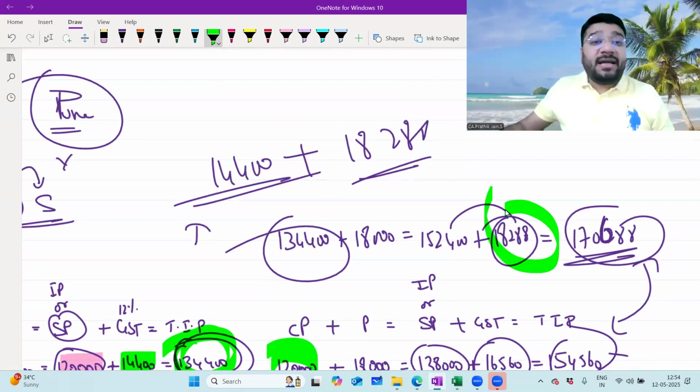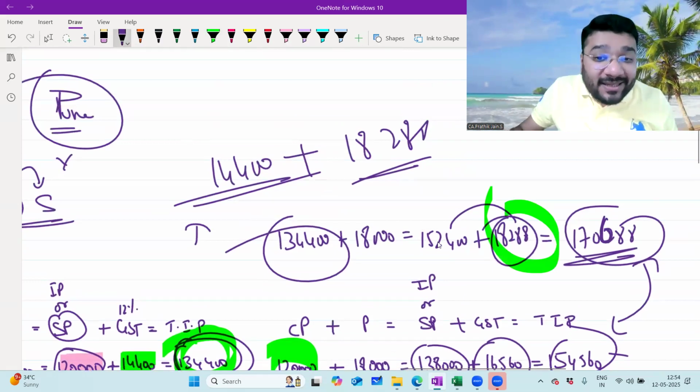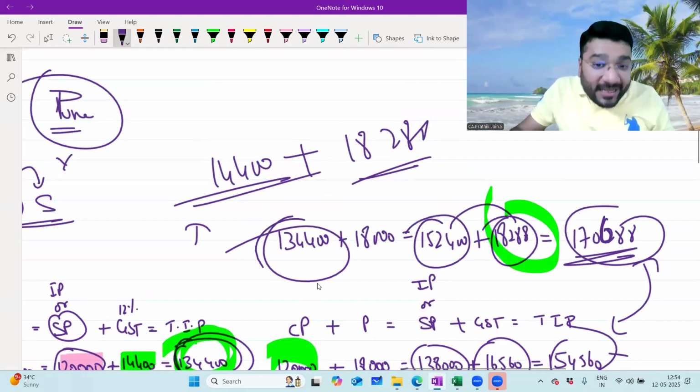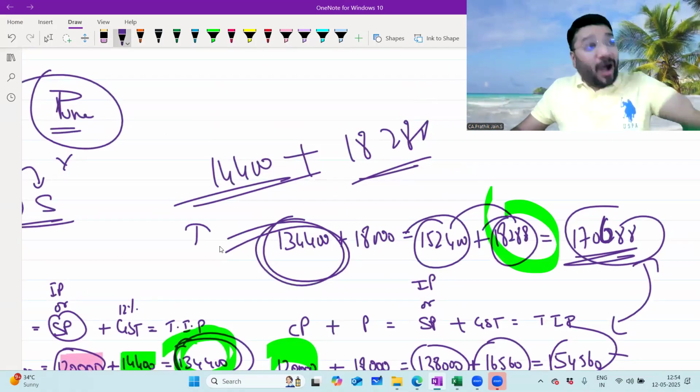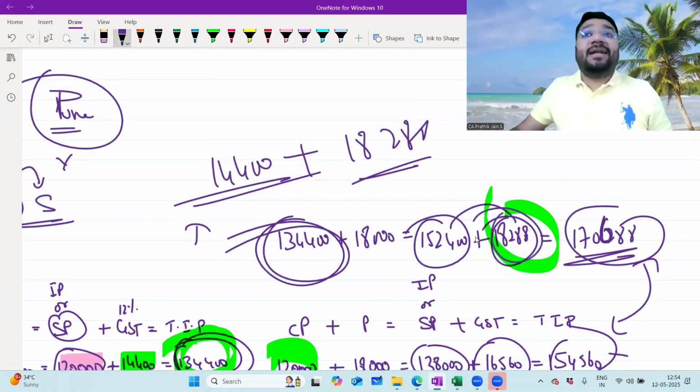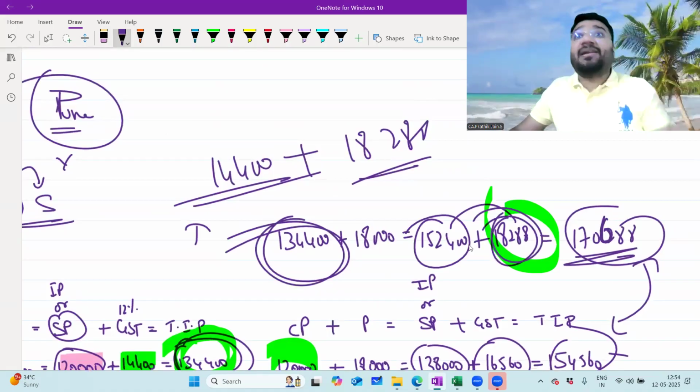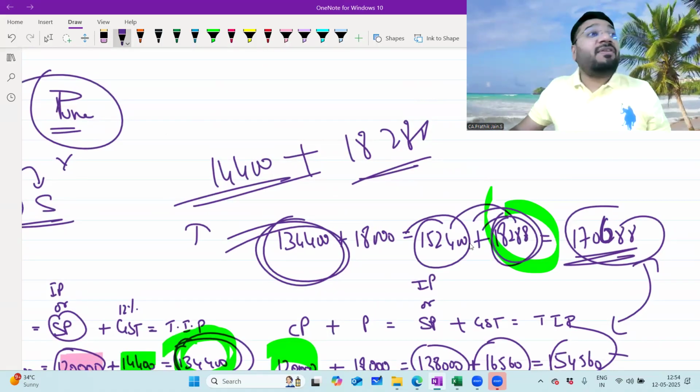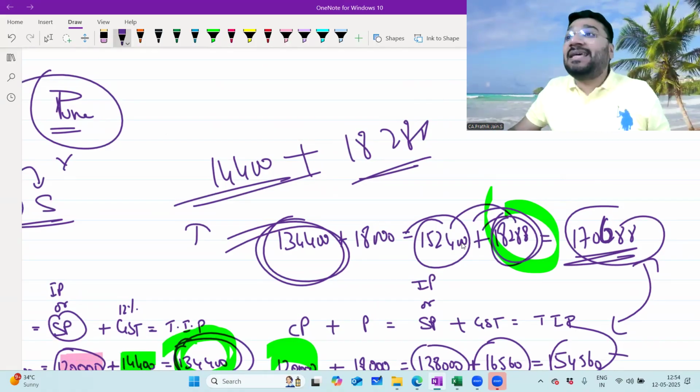Because 14,400 is included where? In this 152,400, in this cost price. And on top of that, he is getting 18,288. And one more thing I'll tell you, if input was not available, we were having cascading effect. What is cascading effect? Tax on tax is called cascading effect.